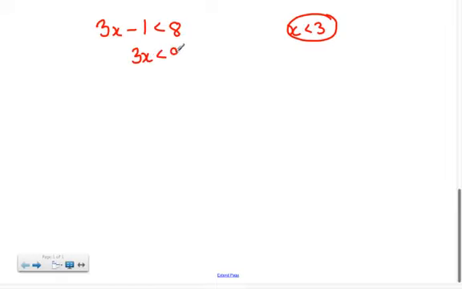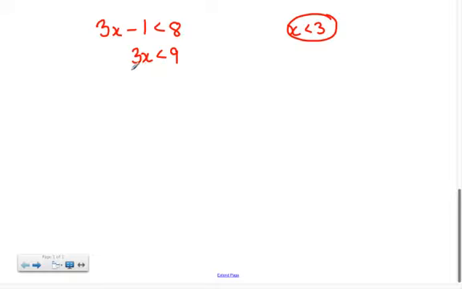So we have the inequality 3x minus 1 is less than 8. We did it graphically, and on the graph we figured out that it was less than 8 when all the values of x happened to be less than 3. Let's see if we're right. So we're going to solve this algebraically. I'm going to add 1 to both sides. Because I'm just adding, I'm not changing the sign. So 3x is then going to equal 9.